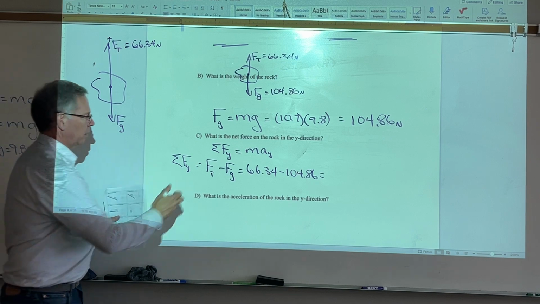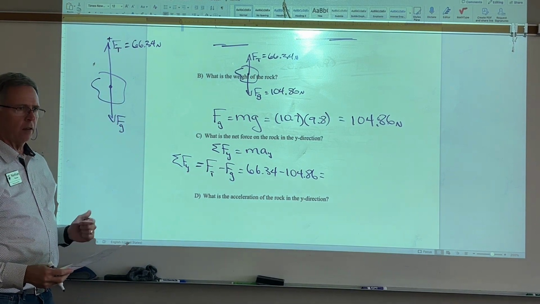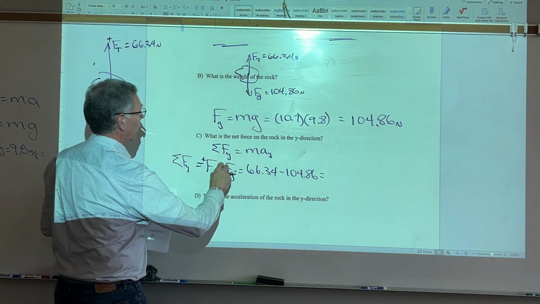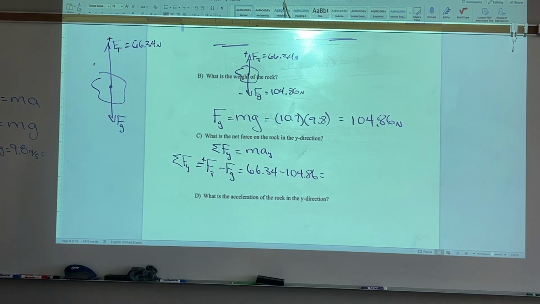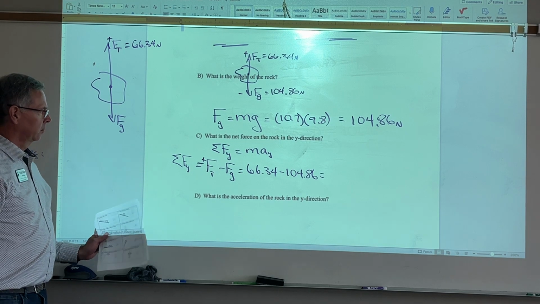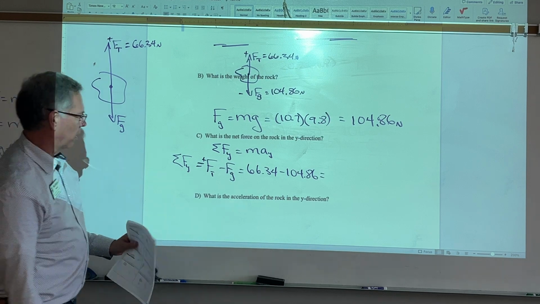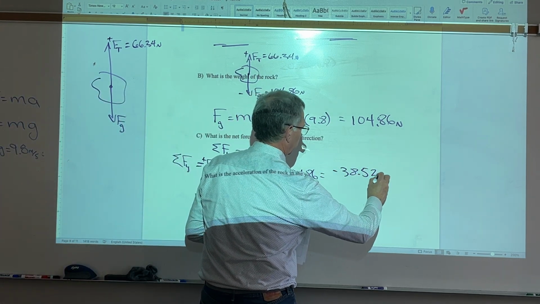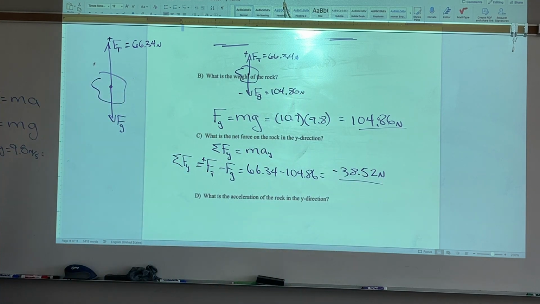Why am I subtracting them? Because one is positive and one is negative. This one's going up and one's going down. Up is positive, down is negative. And so what do we end up with for our net force? Negative 38.52. Okay, thank you. Negative 38.52.